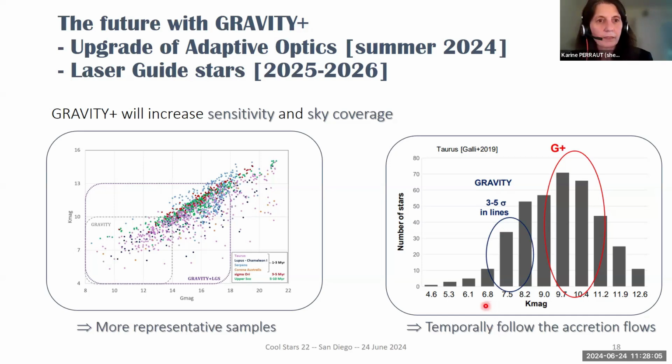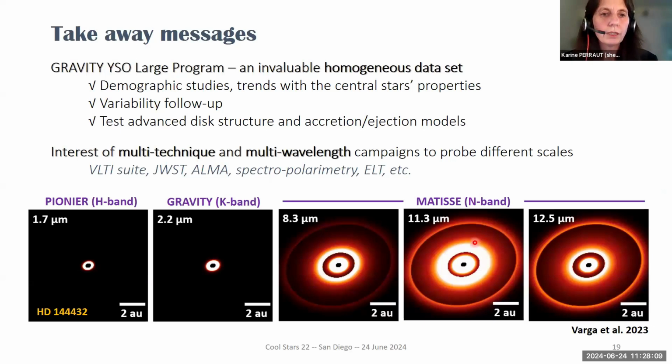And so to conclude, I would emphasize a few takeaway messages. The GRAVITY YSO Large Program is providing us with an invaluable homogeneous data set that allows us to start demography studies, like those that have been done with ALMA or with SPHERE, for instance, to look for trends with central star properties and to test advanced disk structure and accretion ejection models. And we will also be able to start to have some variability studies and to understand at which time scale the different substructures or accretion flows vary.